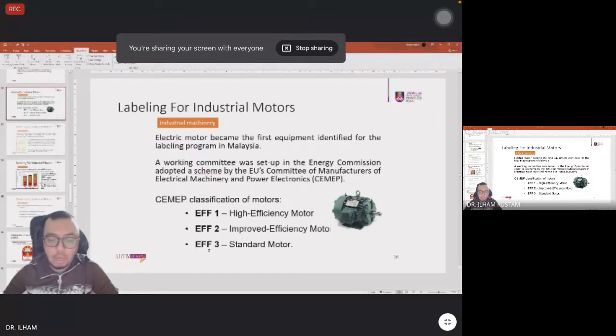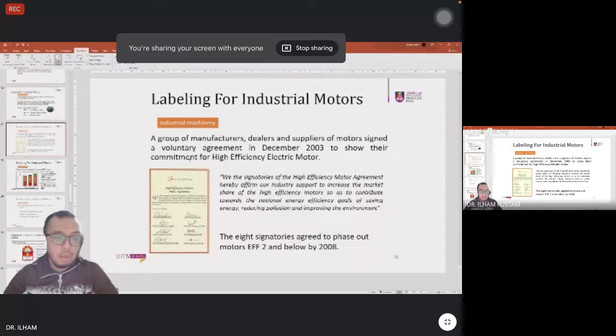lebih daripada EFF3. In fact, standard motor EFF3 ni typically by second year, third year tu memang maintenance mahal lah. Whereby high efficiency motor ni typically will last longer, save you more bills, monthly electricity bill, but mahal lah mula-mula nak beli. And then this is an example of label for industrial motors. Typically, it will be produced by Suruhanjaya Tenaga and all the signatures of those yang audit lah.